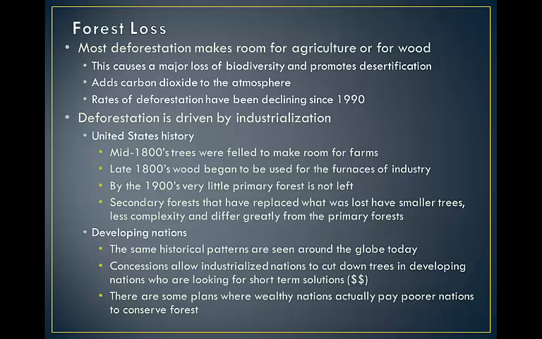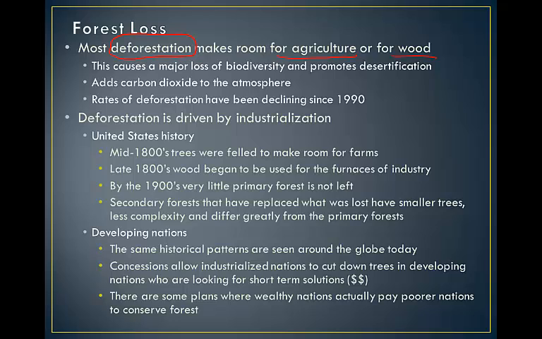So obviously we have some loss of forest on the planet. Deforestation, I'm sure we all know what that means, is the clearing or the loss of any forest. So write down the definition if you want it. You probably know it already, but the clearing or the loss of any forest. And most of the reason we cut trees down is to make room for agriculture so we can farm more, or because we need wood.